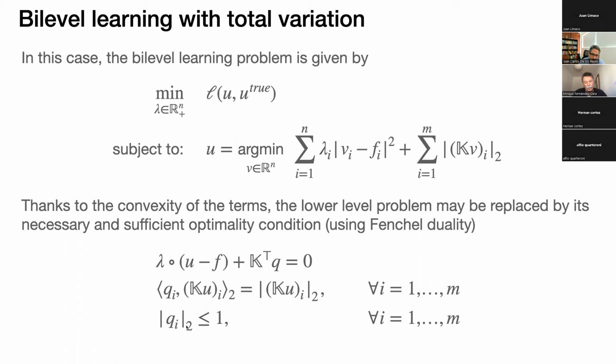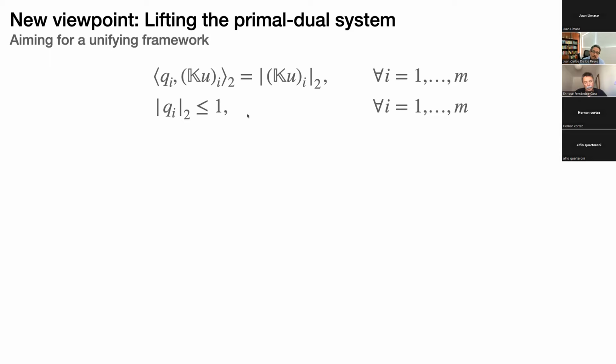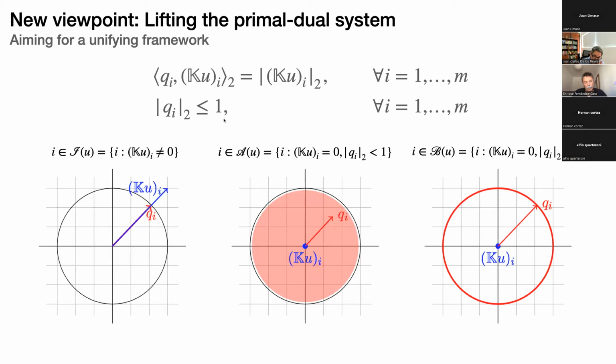But these have a specific and very nice feature, and it is the fact that if you consider these two types of relation, then you can relate this with some sort of cosine formula for the angle between the vectors. So you can observe what happens graphically if you have k of u in a certain pixel. If the gradient of the image in a certain pixel is different from zero, then from this simple equation, this inequality, you obtain that you have a collinearity of these two vectors. So q_i and k of u_i are collinear.